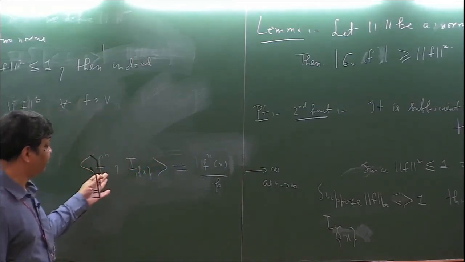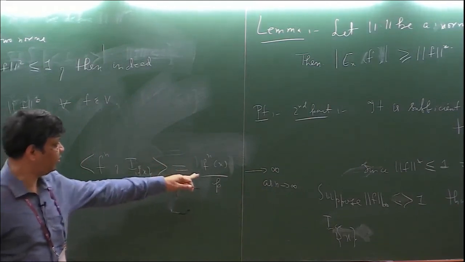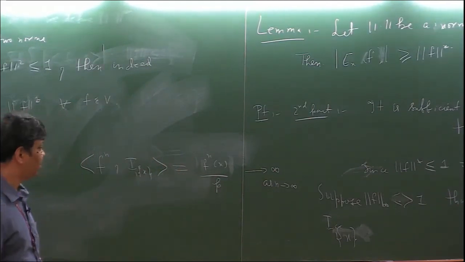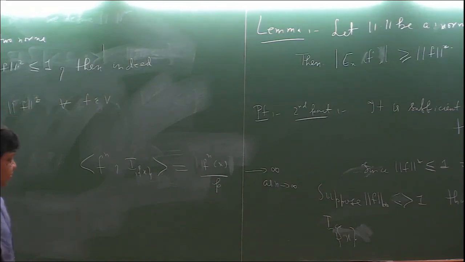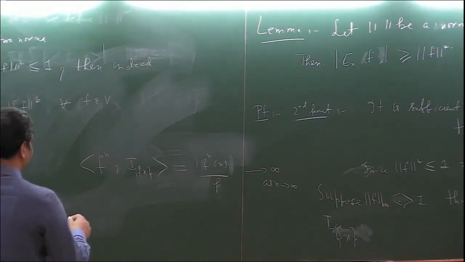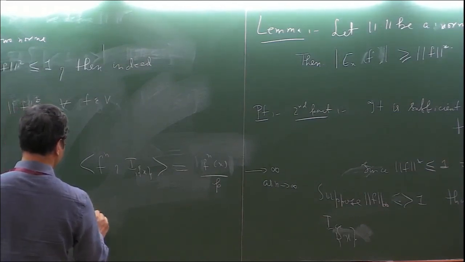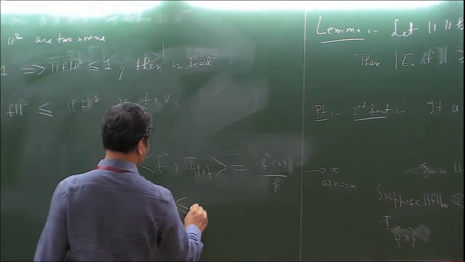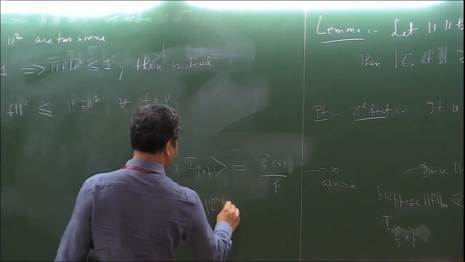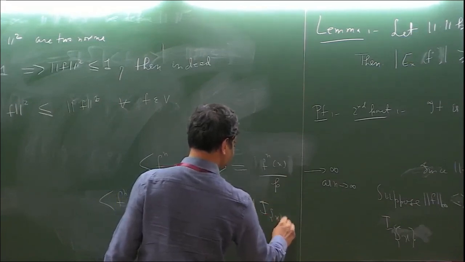This is just the definition from here to here. So it will be f_n(x) by p. P is fixed for us, so as n tends to infinity, this is tending to infinity. On the other hand, by definition of the dual norm, this is less than or equal to the norm of f_n star times the norm of this indicator function of x.